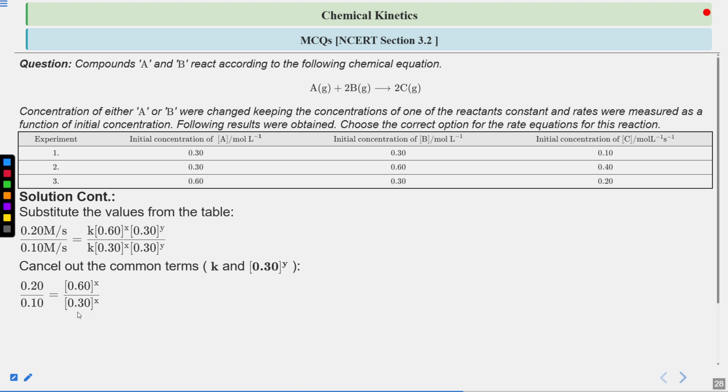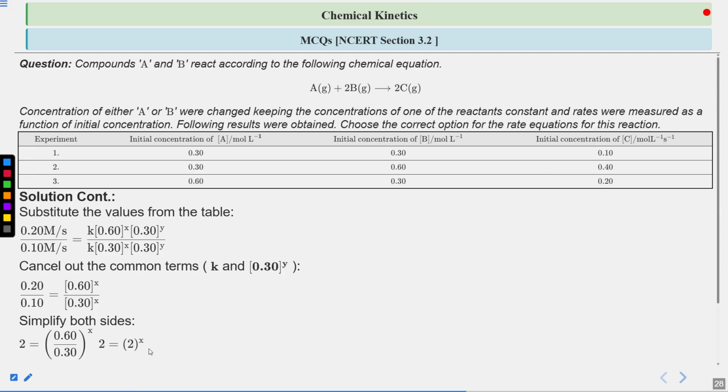Here you can see only the numerical terms and something to the power x will remain. From here you can simply calculate the value of x. You have to simplify both sides to get the value of x, where 2 equals (0.60 divided by 0.30) to the whole power x. From here we get 2 equals 2^x. Now what value of x gives 2? You put x equals 1, right?